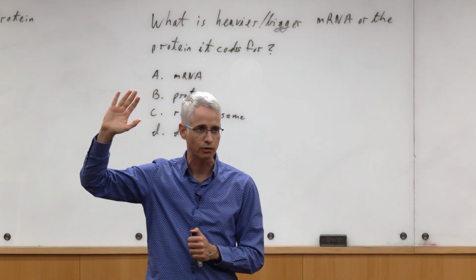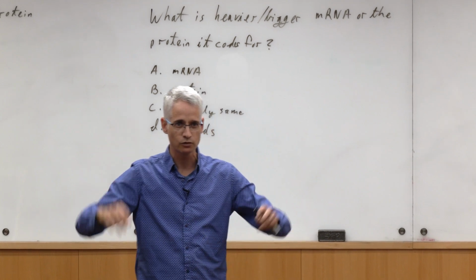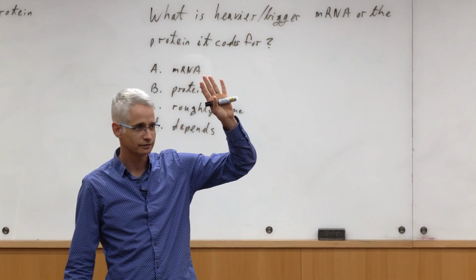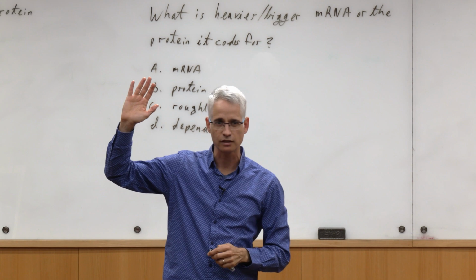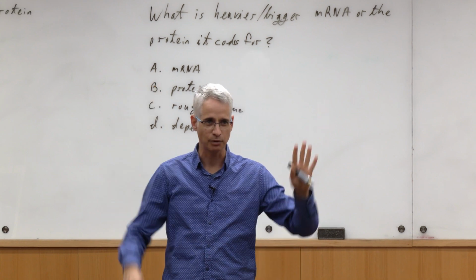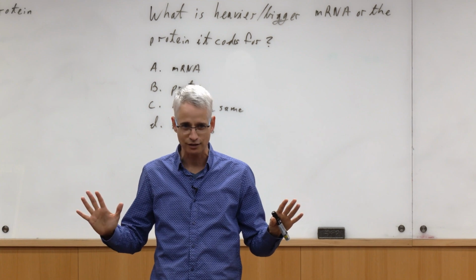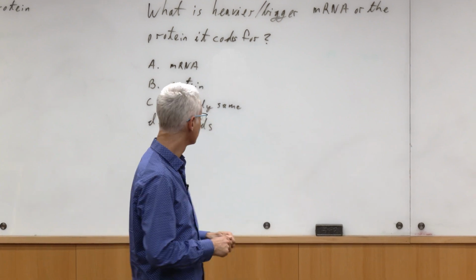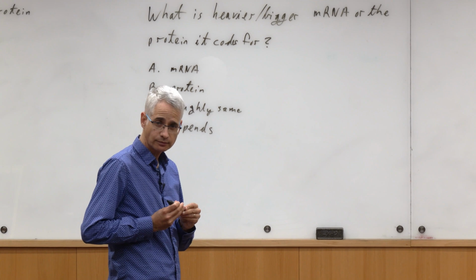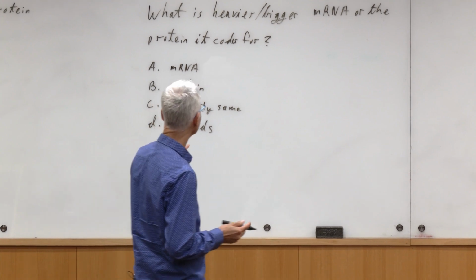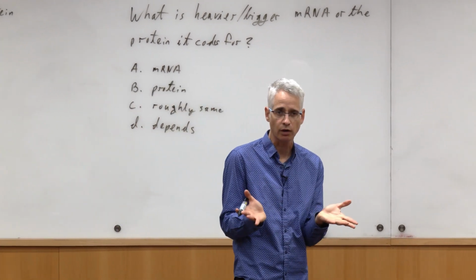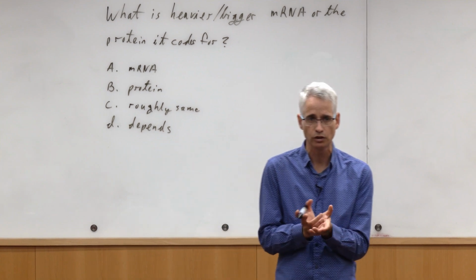So who's voting for the mRNA? Who's voting for the protein? Who's voting for roughly the same? Depends. Okay, so we're starting to lose the it depends answer, but it's fine as well. Okay, so how do we approach it? So I guess, how do we break the problem into parts? What do we need to know?